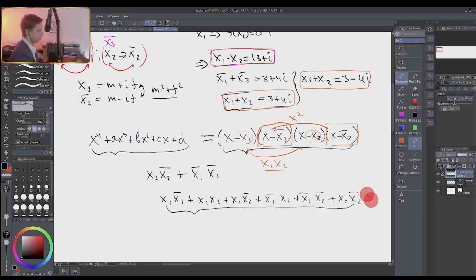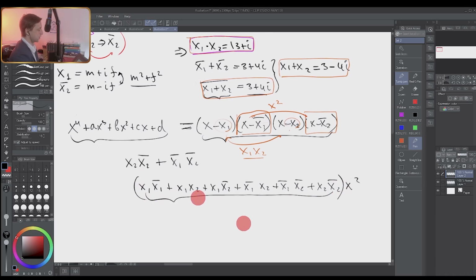When you sum them all up, here you will have x squared, and in front of x squared you will have this expression. And let's look closer at this sum. What do we know here? Well, at first, this product x1 conjugate x2 conjugate is simply conjugate to this number. So this one equals 13 minus i, right? It's very simple. And what about other numbers? For example, this one is simply 13 plus i, it's this number. So we know two of these.